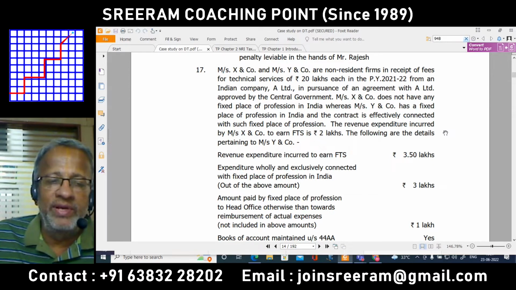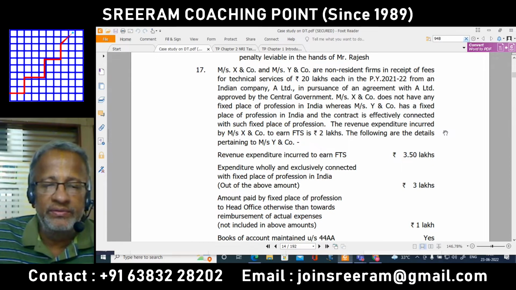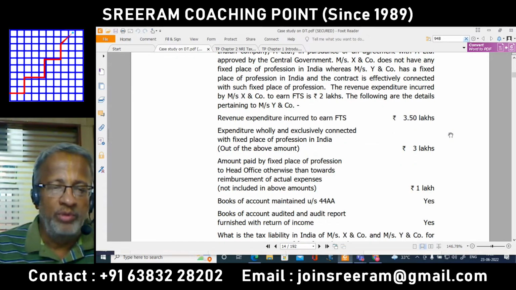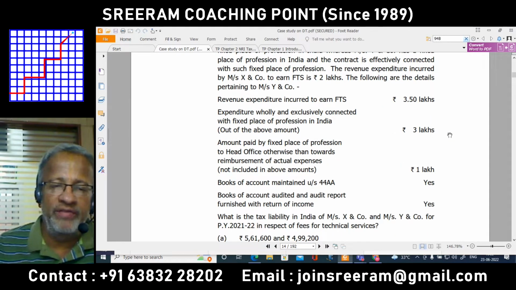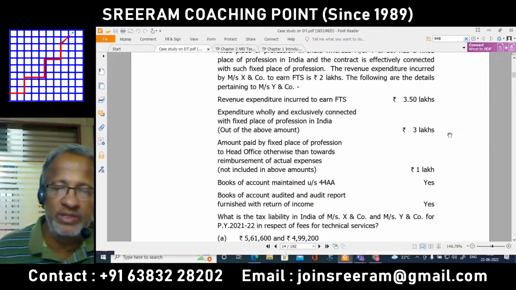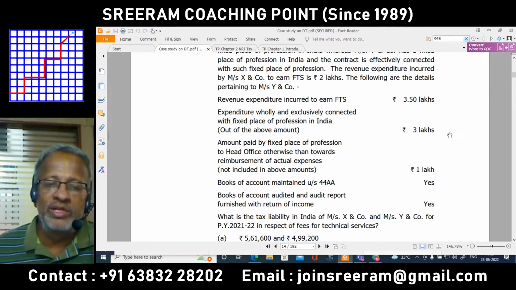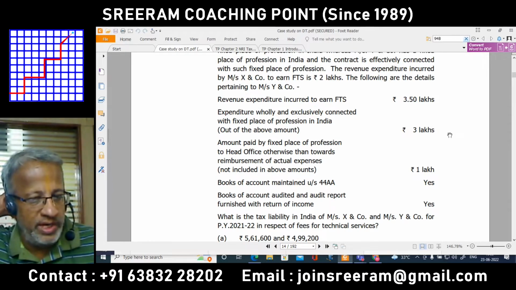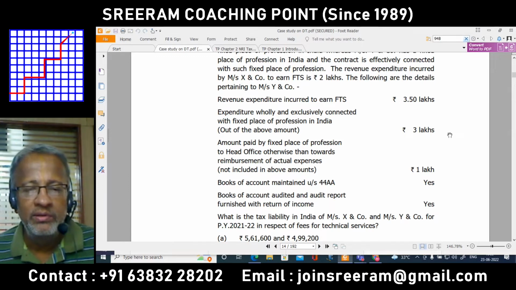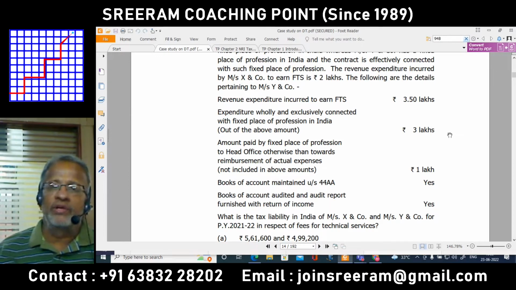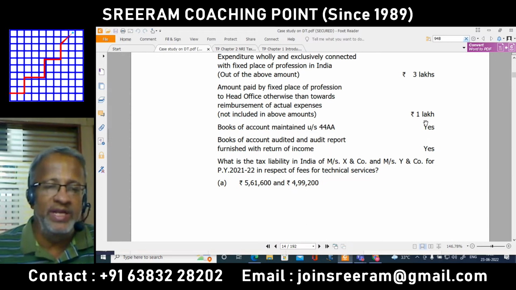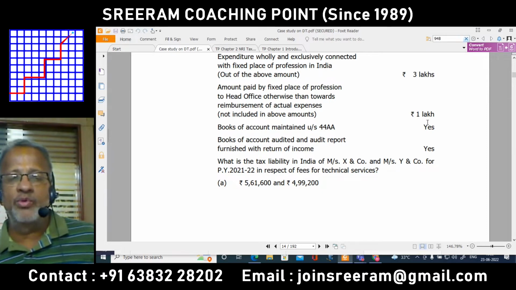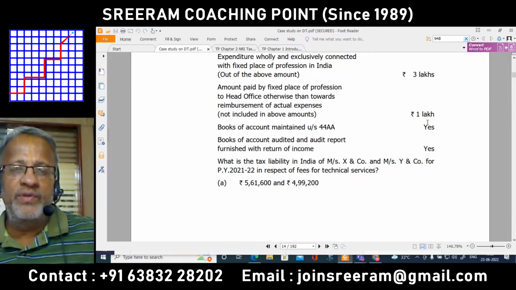Expenditure wholly and exclusively connected with the fixed place of profession in India, out of the above amount: 3 lakhs. Amount paid by the fixed place of profession to the head office other than towards reimbursement of actual expenditure, not included in the above amounts: 1 lakh. Books of accounts maintained under section 44AA: yes. Books of accounts audited and audit report furnished with the return of income: yes. What is the tax liability in India of Messrs X and Company and Y and Company for the previous year 21-22 in respect of fees for technical services?